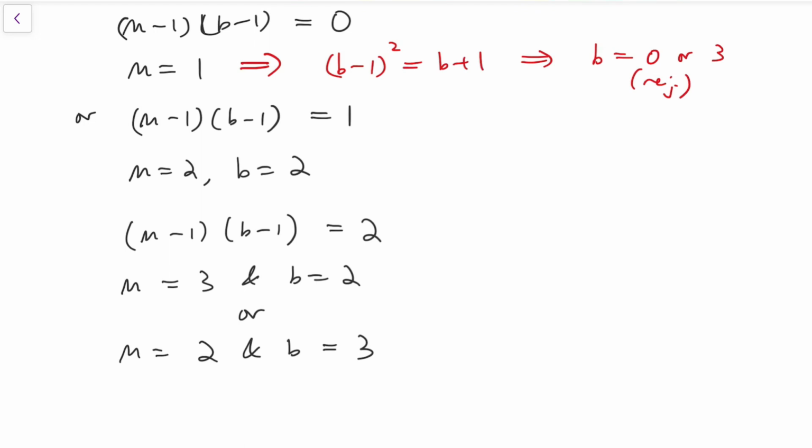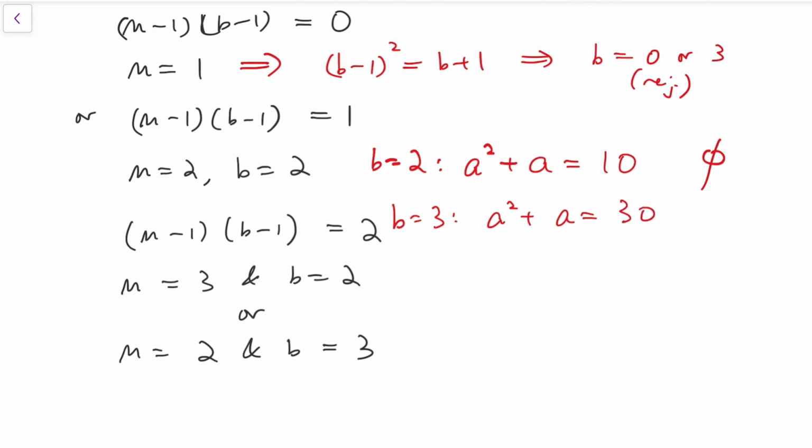If b equals 2, then we have a squared plus a equal to a plus 2, and that's 10. Seems no solution. While for b equals 3, then a squared plus a is equal to 30. And so a equals minus 6 or 5, but a and b have to be co-prime, so we reject the minus 6. So we have a solution here, which is a equals 5 and b equals 3. So this is the case when m is larger than or equal to 1.